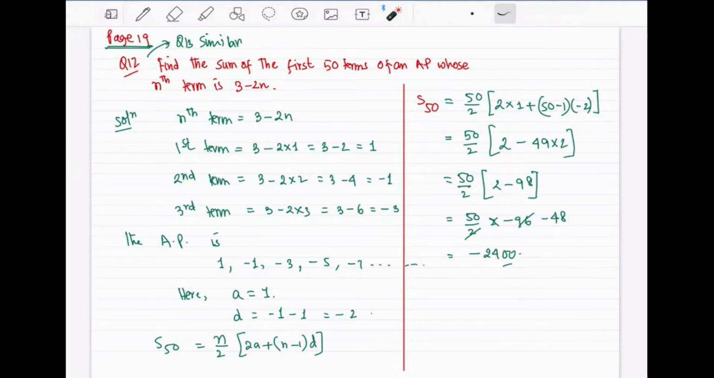Okay, question number 13 is slightly similar, but in question number 13, what is given there is the sum of n terms. Okay, slightly different. You try it out. If you don't know, you may forward the question to me. I will solve it for you. But for now, I will leave it as a practice question.